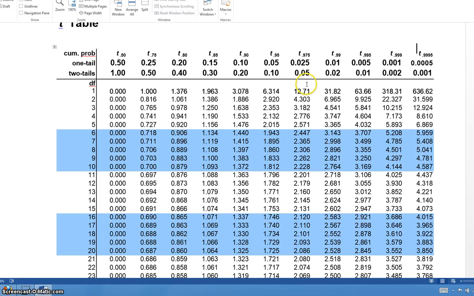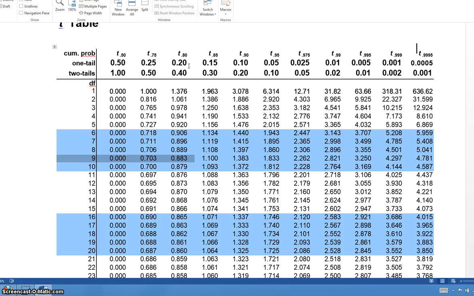Now just as an example, let's say we had a degrees of freedom of 9 and a test statistic of 1. Well, then we could scroll across. We have 9 degrees of freedom. I find that 1 falls in between these two values, so I'd have a two-sided p-value between 0.4 and 0.3, and then a one-sided p-value between 0.2 and 0.15.